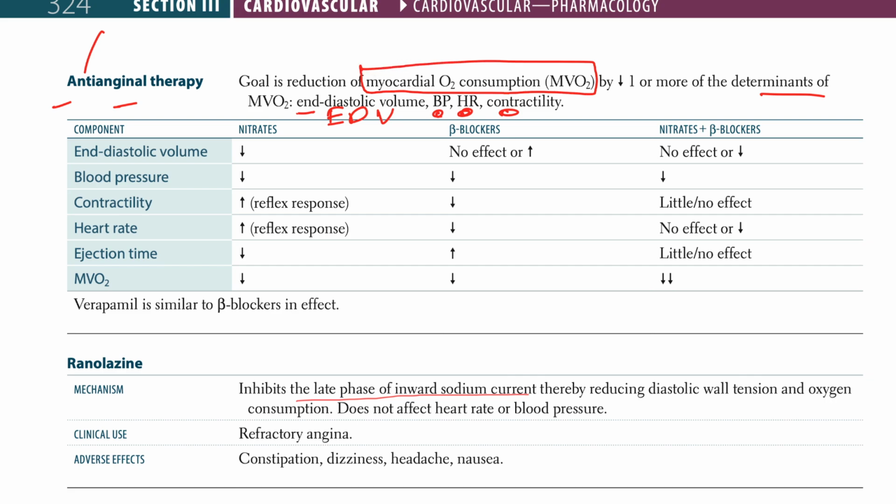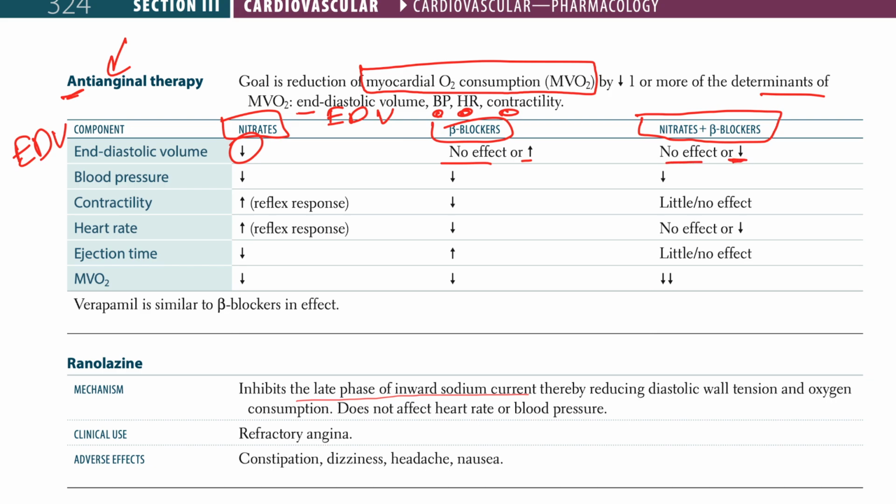So let's look at the drugs that are used for angina: nitrates, beta blockers, and nitrates plus beta blockers. End diastolic volume with nitrates is going to decrease, right? Beta blocker has no effect or even increases it. When you give nitrate plus beta blocker, it has no effect or decreases. With blood pressure, both are decreasing, so both will decrease.